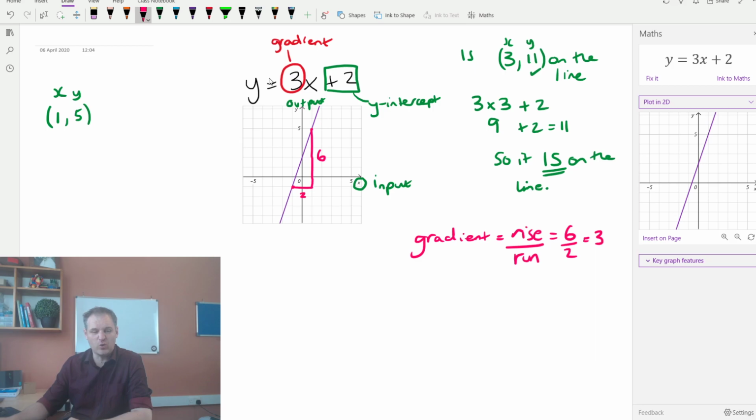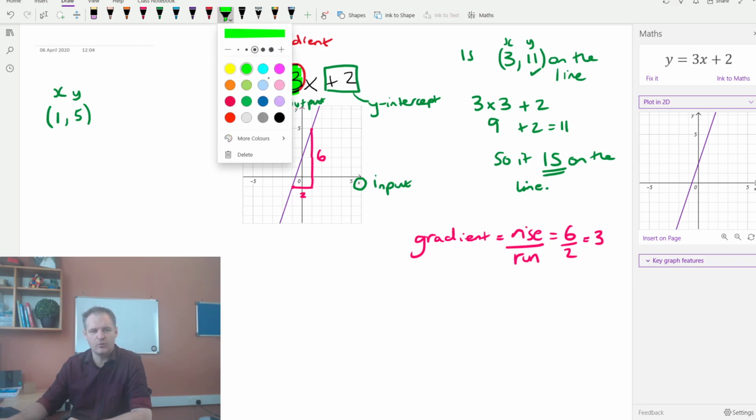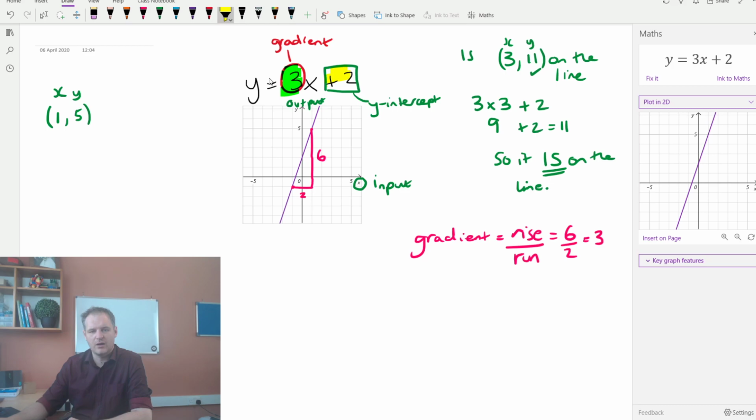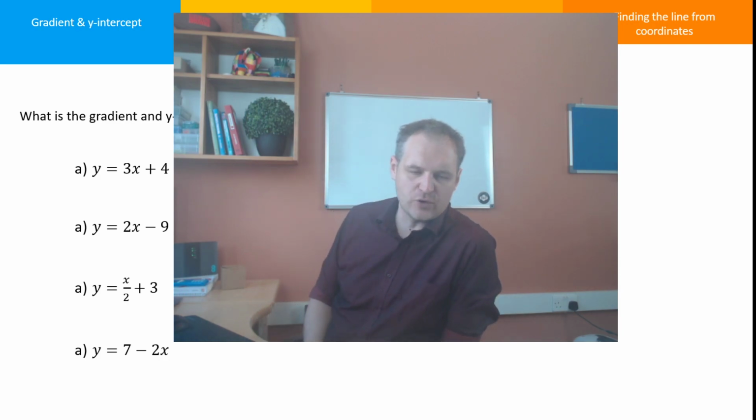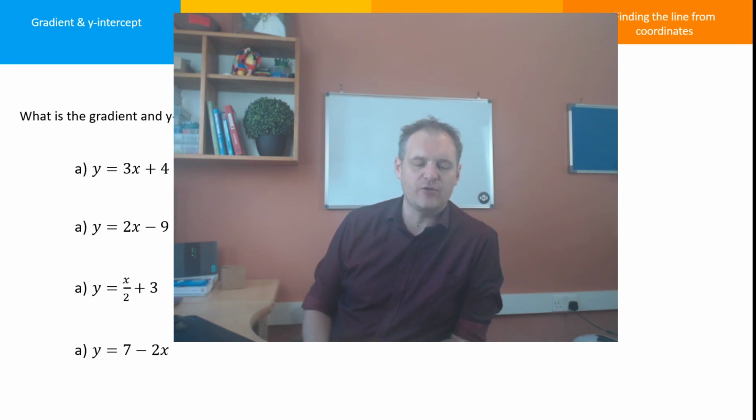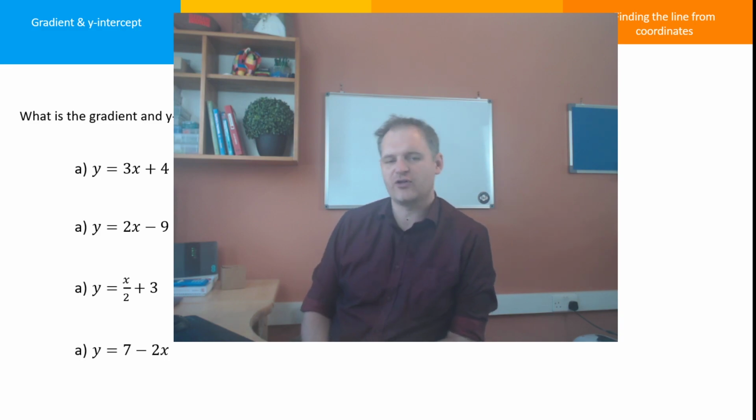But if we've got the equation, the gradient is always the number before the x, and the y-intercept is always the number on its own. That can be confusing, and I've deliberately put one that's confusing in the questions we're about to do. So we're going to fly back to our PowerPoint, and when we get there, we've got some questions to try. As I often do when we do our first 4 questions, write them down, write what you think the answers are. If you're not doing this live, feel free to pause the video, write down what you think the answers are. The answers will be shown in a second.